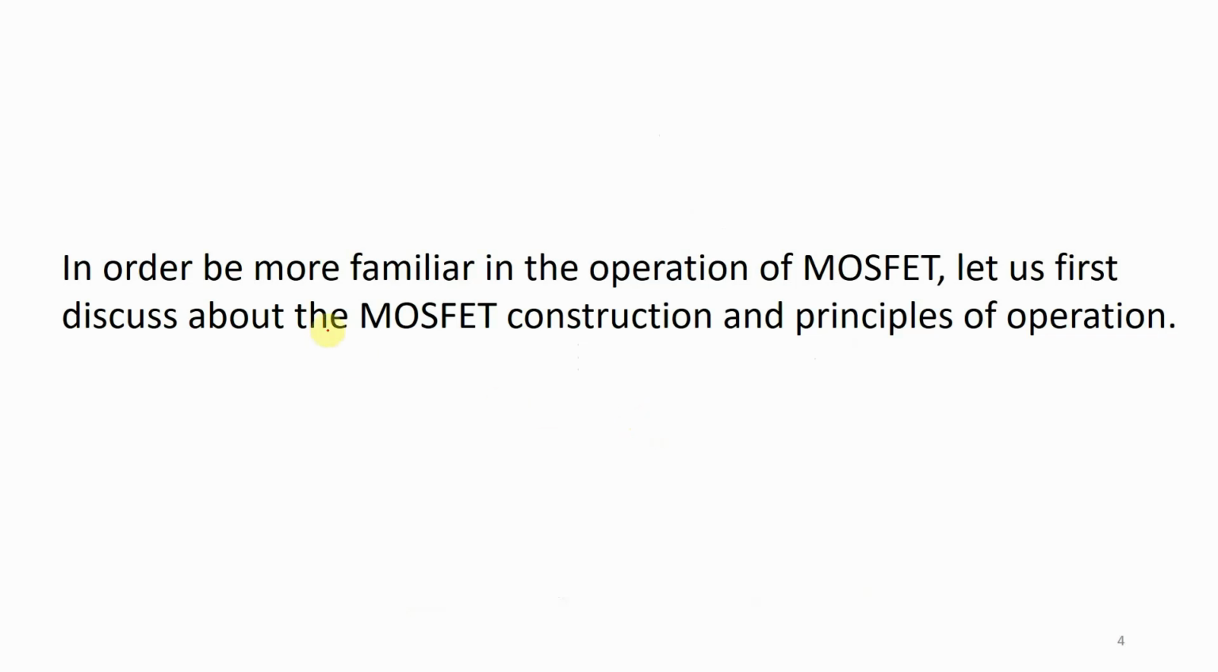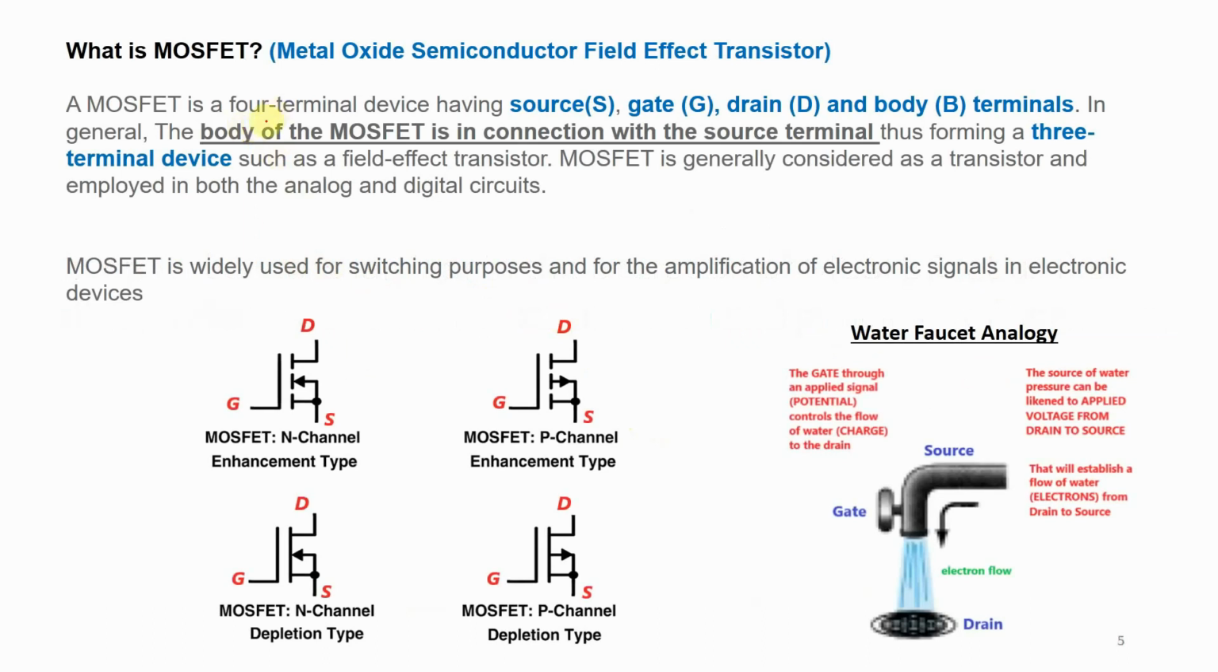Let us continue. In order to be more familiar with the operation of MOSFET, let us first discuss the MOSFET construction, principle, and operation. Now, a MOSFET is a 4-terminal device having source, gate, drain, and body terminals. In general, the body of the MOSFET is connected to the source. So the body and the source are connected, forming a 3-terminal device only, such as a field effect transistor.